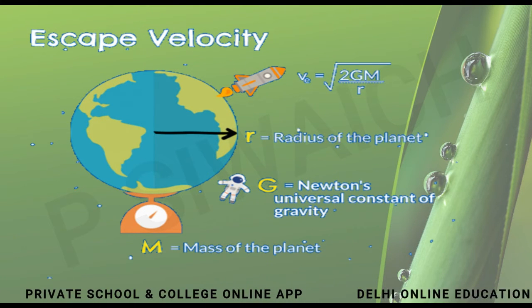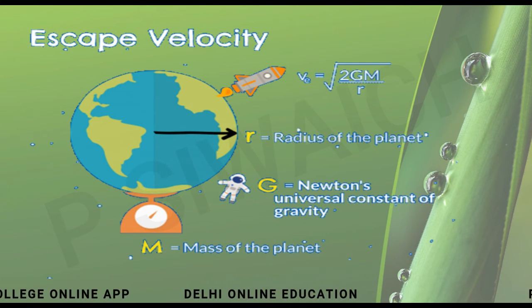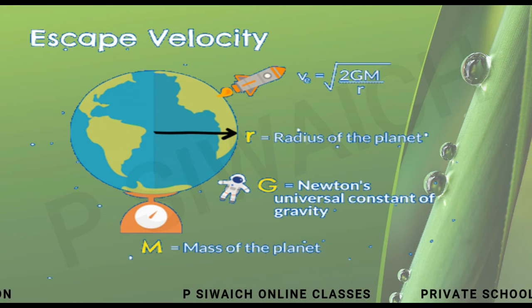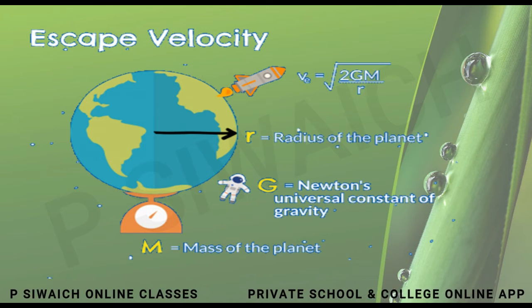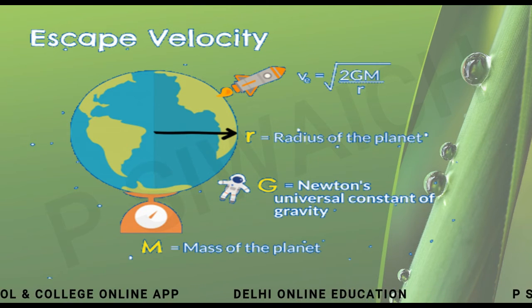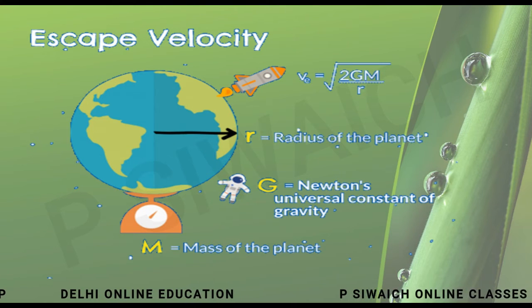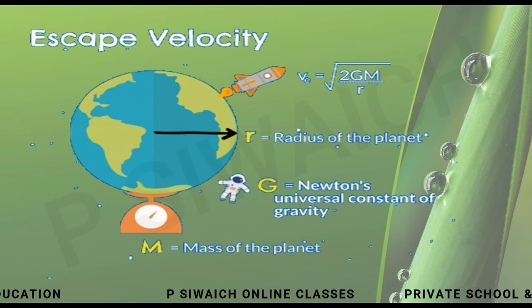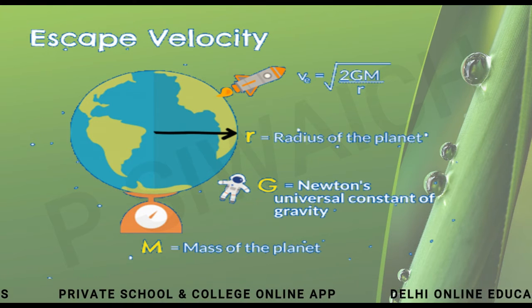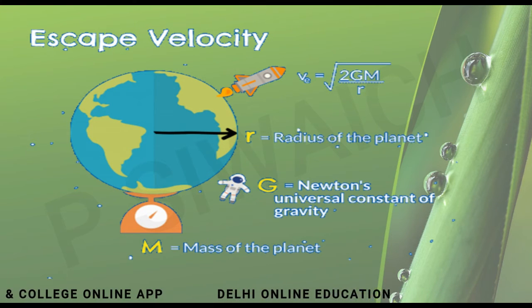Now, you can see in the diagram of escape velocity how a rocket is going out of the surface of the Earth. The formula of escape velocity is VE equals under root 2GM over R, where R is the radius of the planet, capital G equals Newton's universal constant of gravity, and capital M equals mass of the planet.